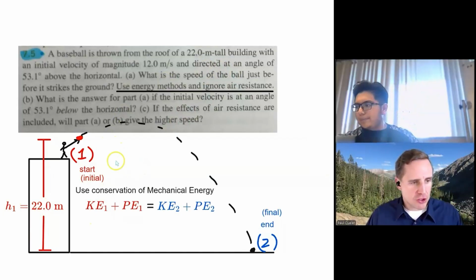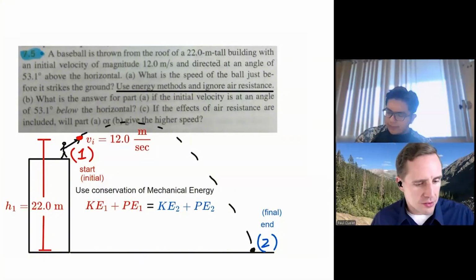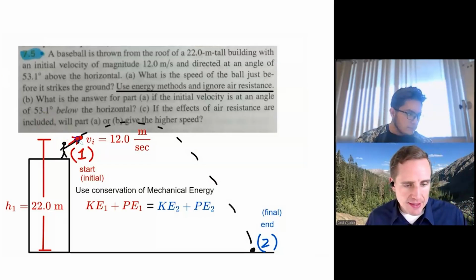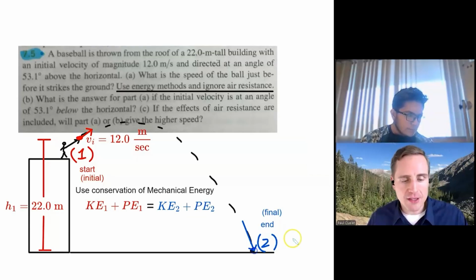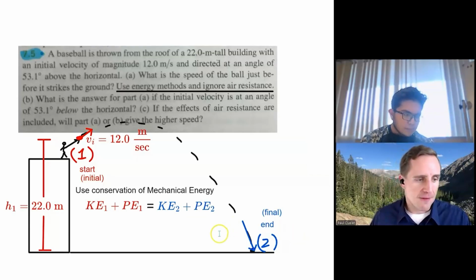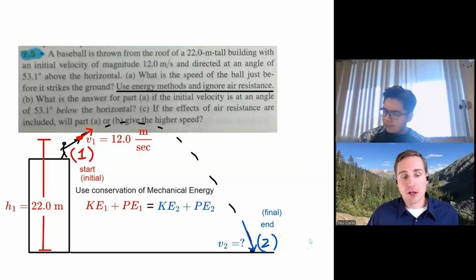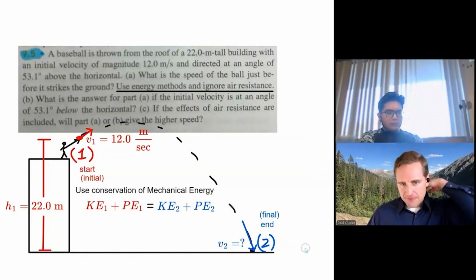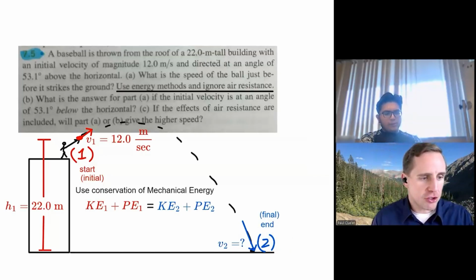Also, do we know the initial velocity of the ball? Yeah, 12.0 meters per second. So the initial velocity is this vector that it's taking off with from here, right? We are interested in the final velocity of the ball when it's just about to strike the ground. So let's put that as v2 equals question mark. Now let me ask you this. Just before the ball strikes the ground, what are we going to assume that the final height is equal to? h2 is equal to 0.